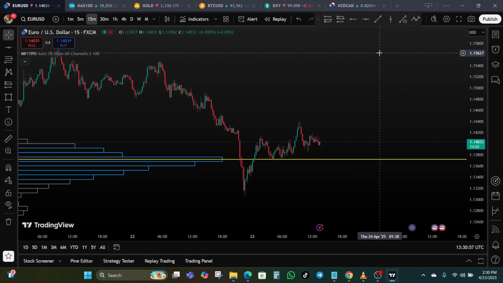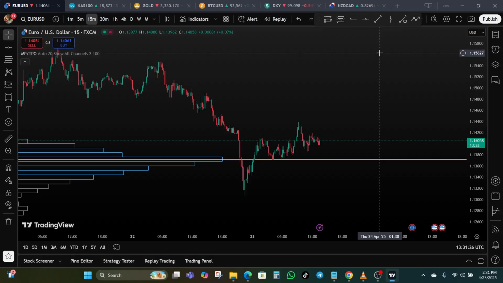So now basically, instead of just looking at candlesticks or bars, market profile shows you where the market spent the most time, which tells you what prices are accepted and what prices are rejected. So it's not just about where price went, it's about where traders decided to stay.